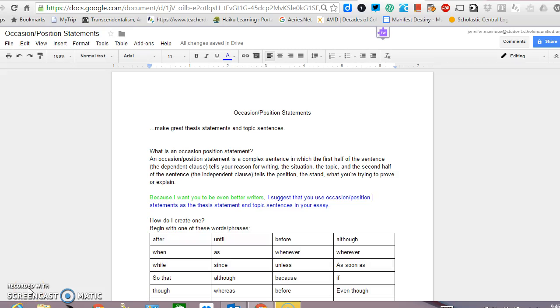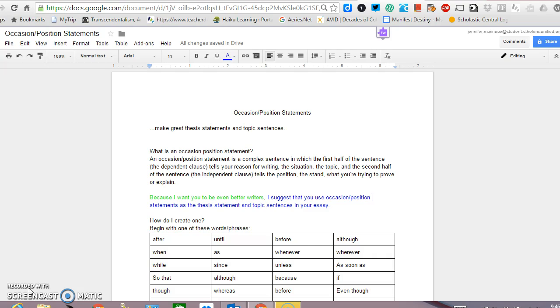Hello everybody. Today we're going to talk about doing occasion position statements for your thesis statement and your topic sentences in your essay. Occasion position statements are two-part sentences. They're complex sentences. A complex sentence is a two-part sentence where the first part of the sentence is dependent and the second part is independent, meaning that the first part of the sentence cannot stand on its own.